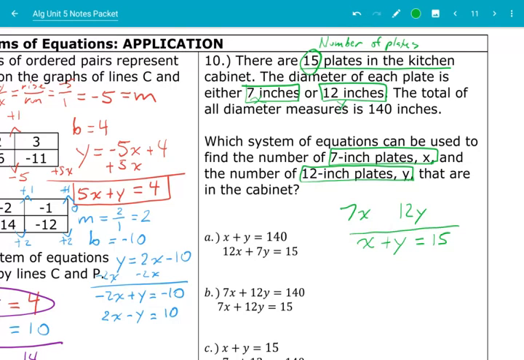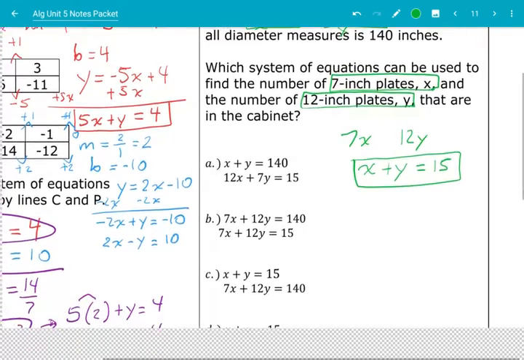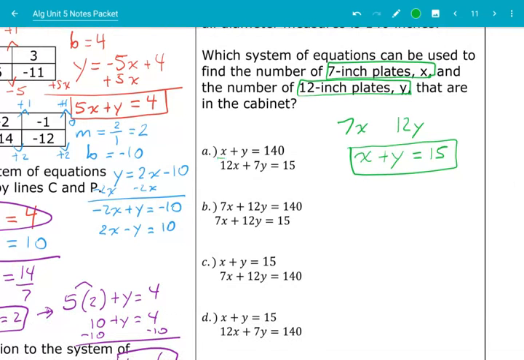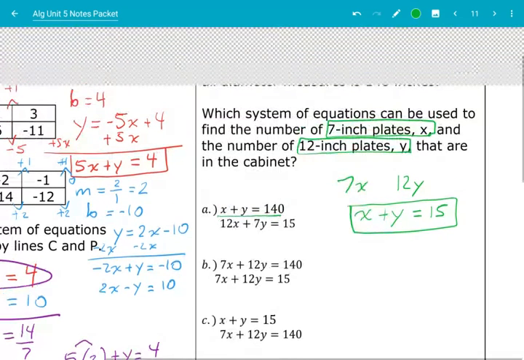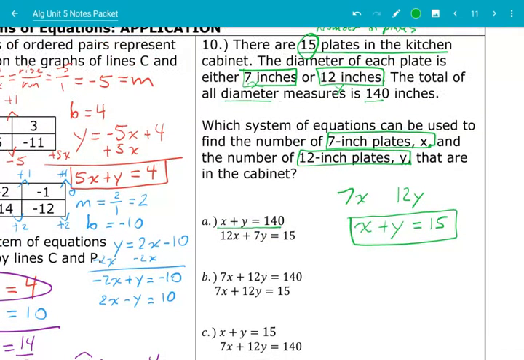So here's my first equation. X plus Y equals 15. So let's look at our choices, see if we can narrow some of these down. X plus Y is 140. No, 140 was the total of all the diameter measures. So if you measure the diameter of the plates, the diameter is the distance across the plate that goes through the center of a circle. So the diameter is this, and some of them are 7 inches and some of them are 12 inches.